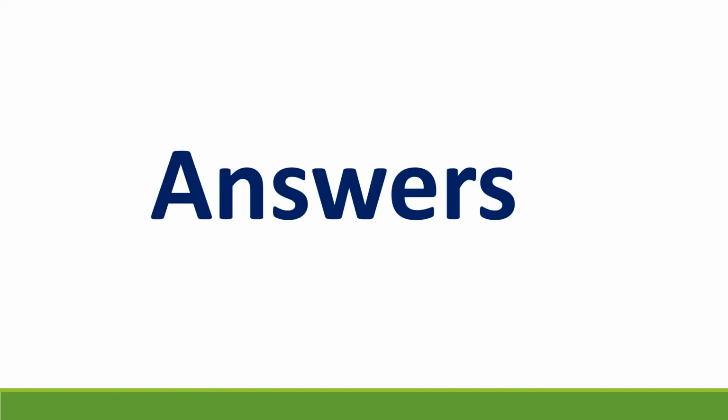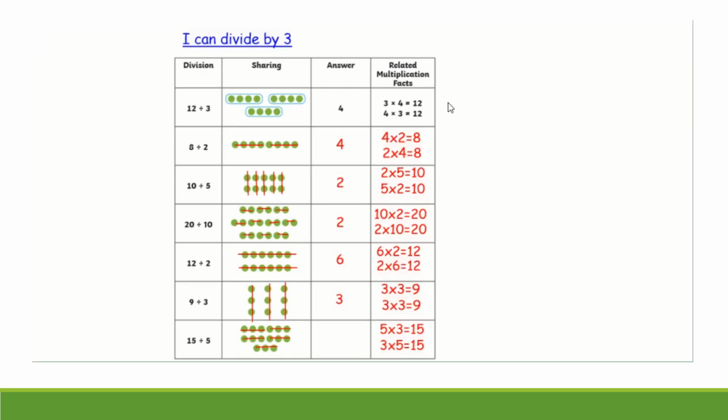Let's now see how you got on and look at the answers. So let's take a look at the answers. The first one, example was already done. Let's take a look. 8 divided by 2. So we need 2 equal groups, and we can see that there were 4 in each group. And the related multiplication facts are 4 multiplied by 2. 4 times 2 equals 8, and 2 times 4 equals 8. So can you see the relationship between the division and the multiplication?